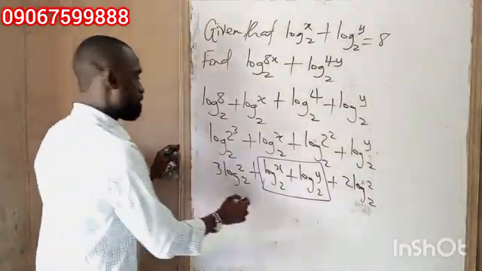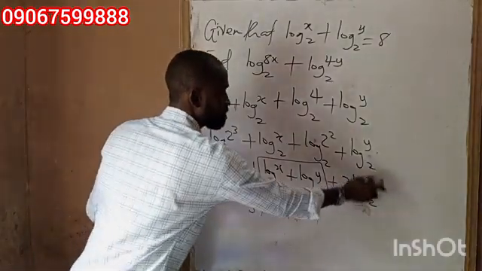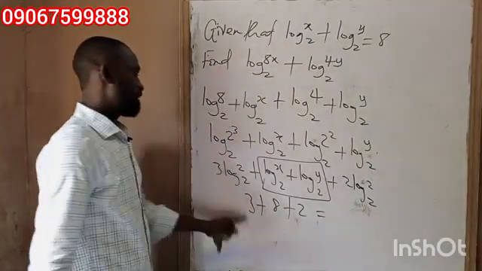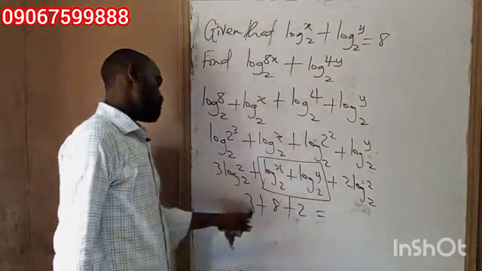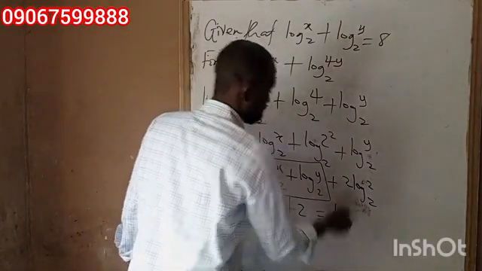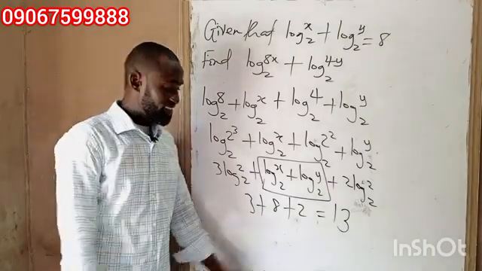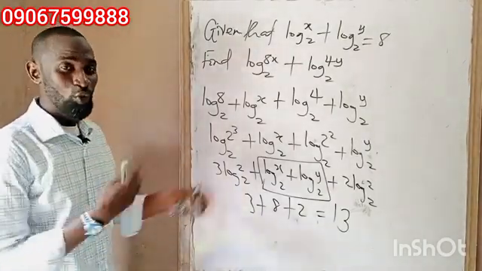Is 1. 1 times 3, we have 3 here. Plus everything here is 8. Plus what is log 2 base 2? 1. Times 1, you have 2. So when we add 3 plus 8, that is 11, plus 2 we have 13. 3 plus 8 is 11. 11 plus 2 is 13.